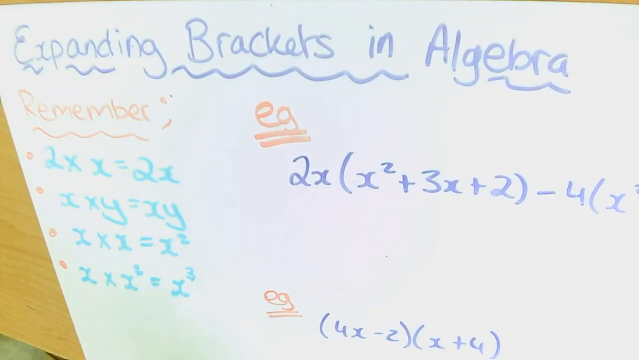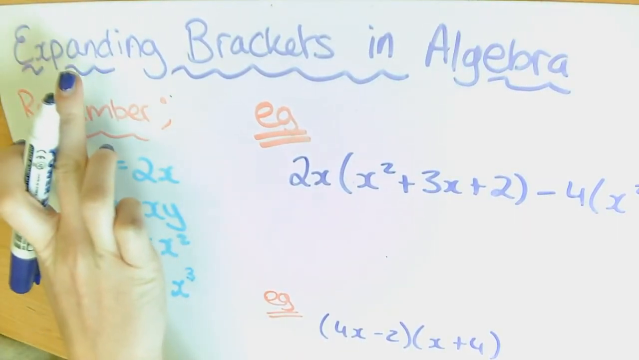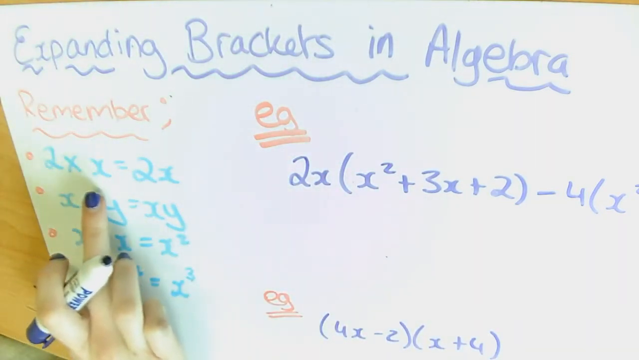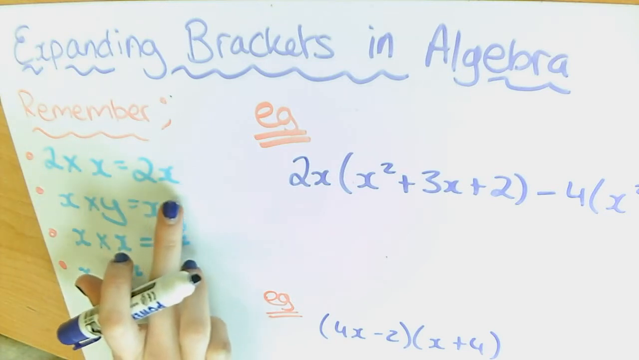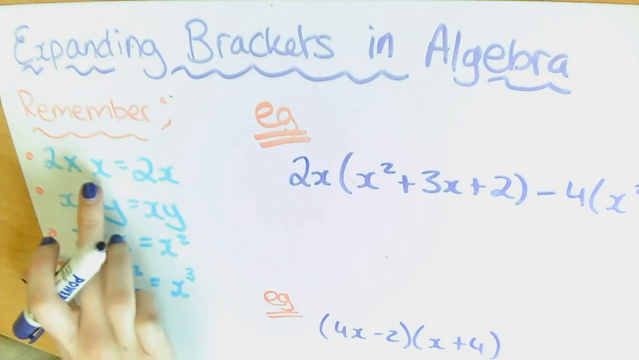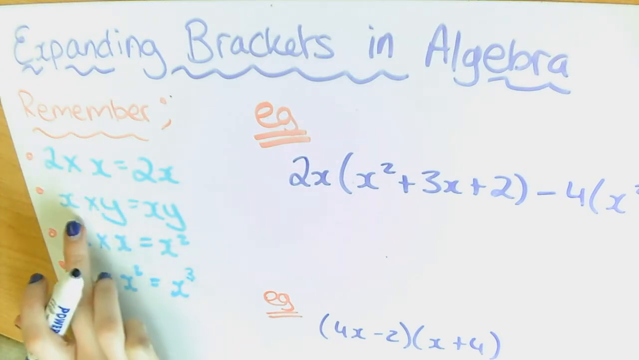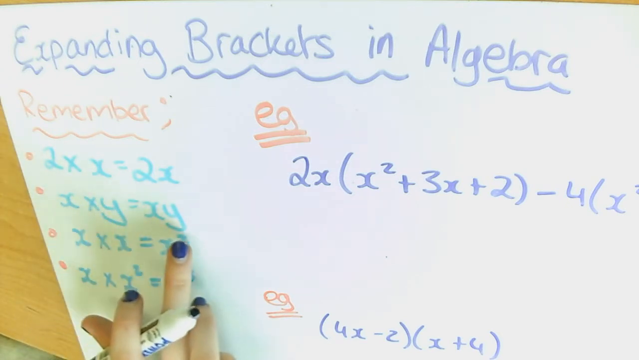Alrighty guys, so a little bit of revision here, and we're looking over today expanding brackets in algebra. Now to go over the basic rules, you can see my list here. We know that 2 times x, we just stick them together, gives me 2x, and that's any number times any variable. If we have 2 variables like x and y, when we times them we get xy.